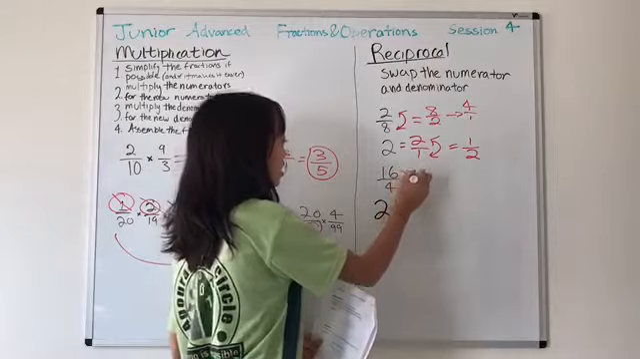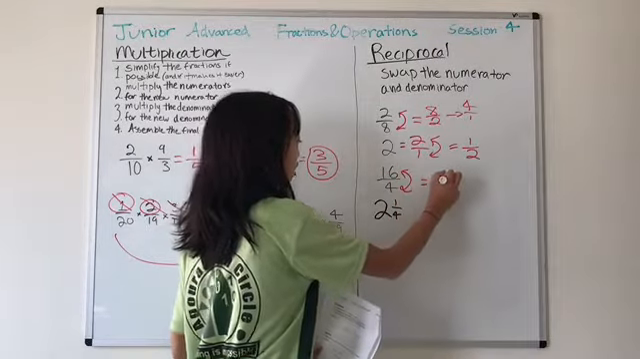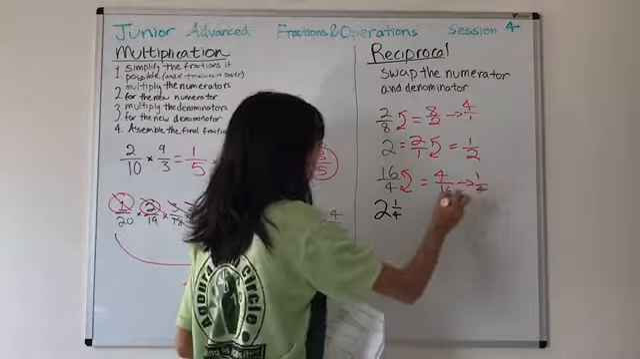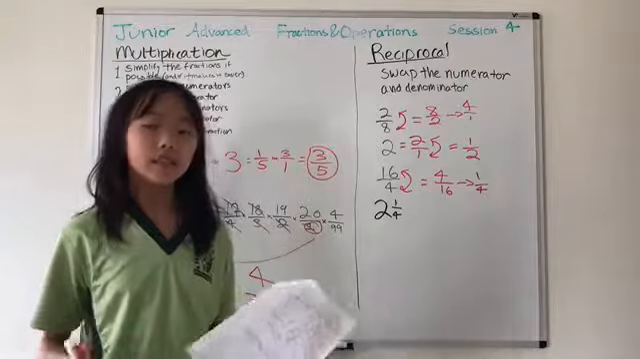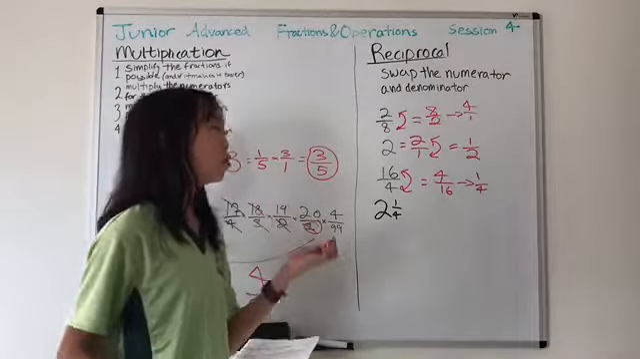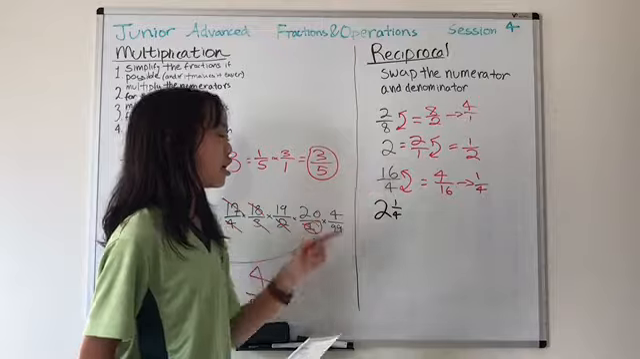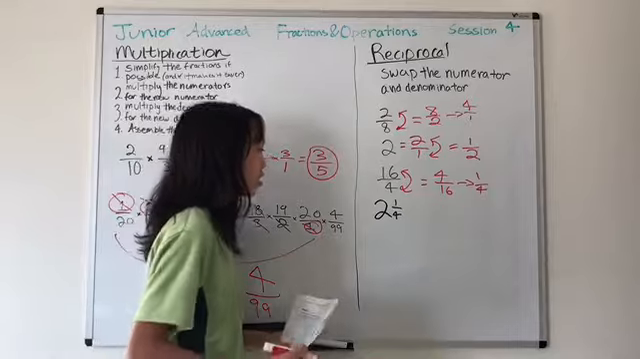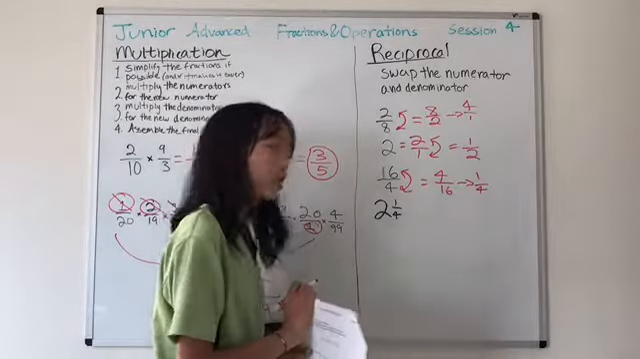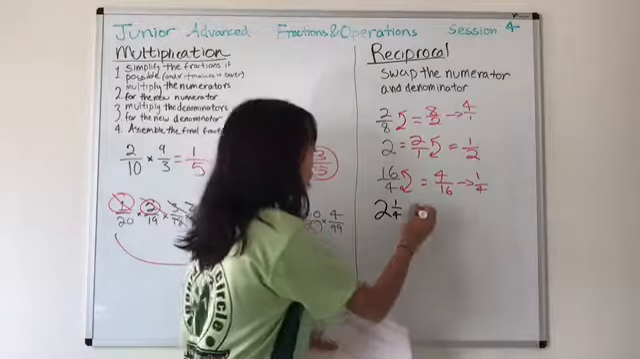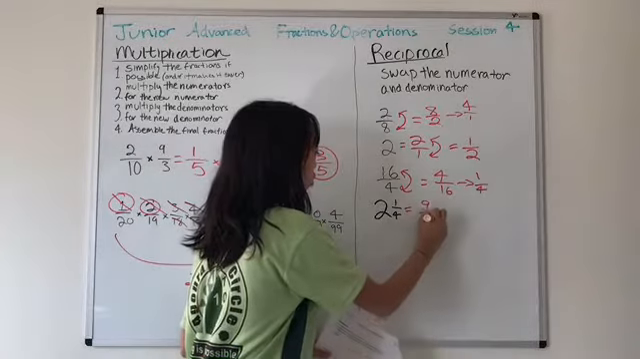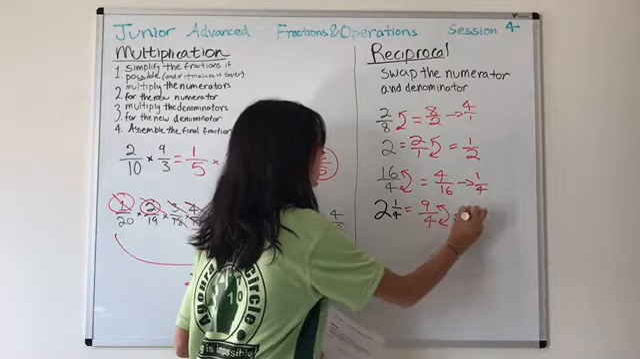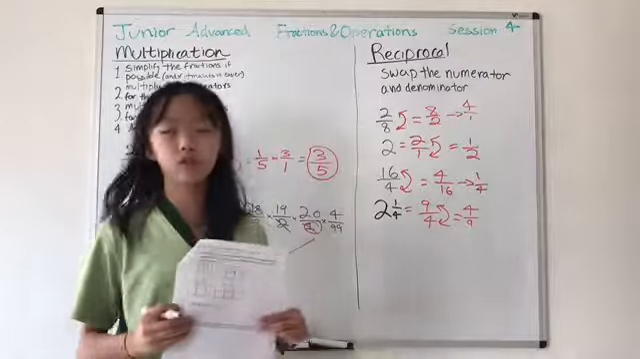For this, it's easy, just swap these, and then you get 4 over 16, which can be simplified to 1 over 4. And for this, it's a bit harder because it's a mixed fraction. So what you want to do, like what you did here, you want to make it into a fraction first, not a mixed fraction, a fraction. So 2 times 4 is equal to 8, and 8 plus 1 is 9. So this would be equal to 9 over 4. And now you can get the reciprocal of this, which is 4 over 9. And that would be your reciprocal.